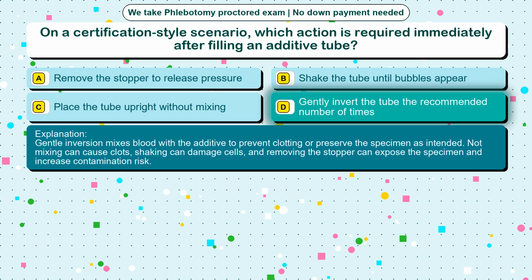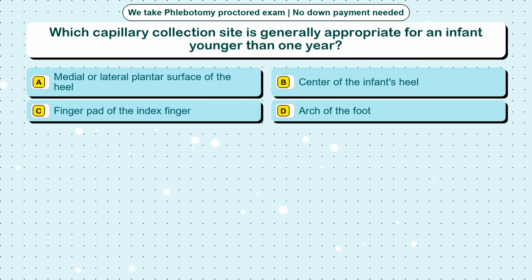risk. Question 23. Which capillary collection site is generally appropriate for an infant younger than 1 year? Option A, medial or lateral plantar surface of the heel. Option B, center of the infant's heel. Option C, finger pad of the index finger. Option D, arch of the foot.